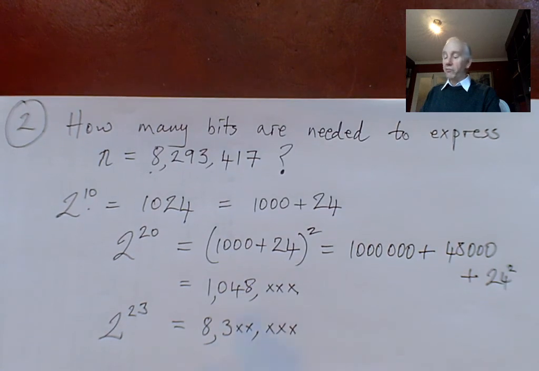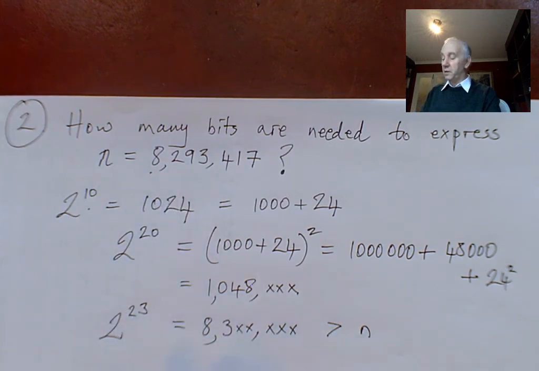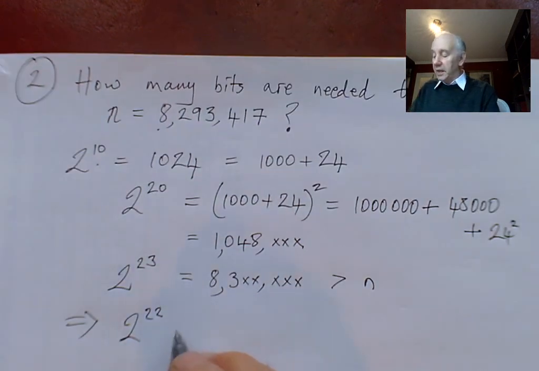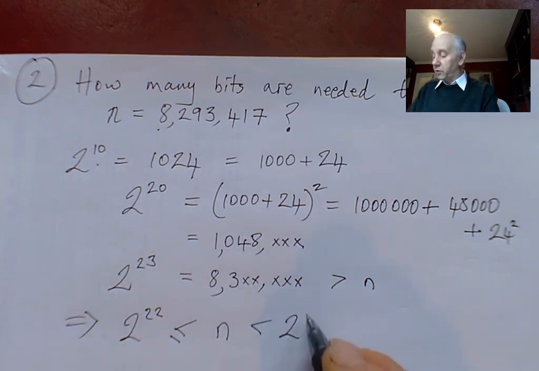So you see we've already got a number which is bigger than n. If you look and see what n is up here, we've exceeded it. So we can now say that, of course, 2 to the 22, that's going to be something like 4 million something. That's certainly less than n. So n is greater than this, in fact, so I can write greater than or equal to, that's not wrong. And n is less than 2 to the 23.